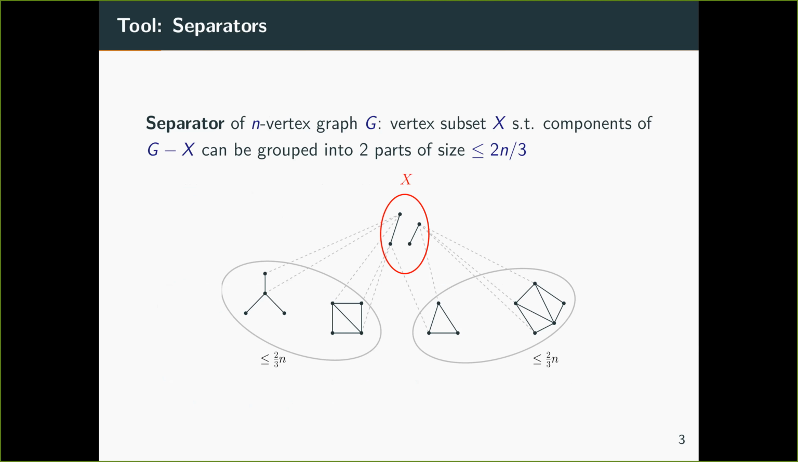A key tool in this context is that of separators. In this talk, for me, a separator will be a subset of vertices, so that when you remove it, you can group the components into two sets, each of which have size at most 2/3 n, right? So it's the 1/3, 2/3 definition of separators. Like on this picture, I remove X, and then I have two sides of size at most 2/3 n.